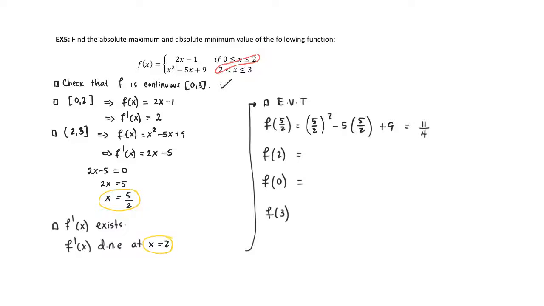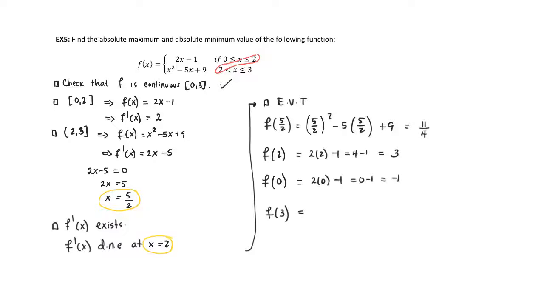Then we're going to go ahead and do the same thing with f of 2. When x is equal to 2, we are dealing with the first piece of the function. So then that's going to be 2 times 2 minus 1. That will give us 4 minus 1, which is going to be equal to 3. Now, f of 0. 0 happens to be again in the first part of the function. So then 2 times 0 minus 1 will be equal to 0 minus 1, negative 1.